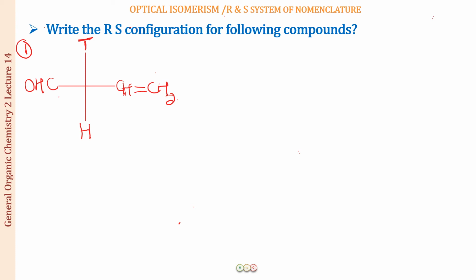So we have a tritium, we have a hydrogen, then we have a CH double bonded to a CH2, and we have the CHO group. So first of all, what you can see is that we have the two isotopes of hydrogen. One is hydrogen and one is tritium. So out of these two, which one is going to be a lower one?